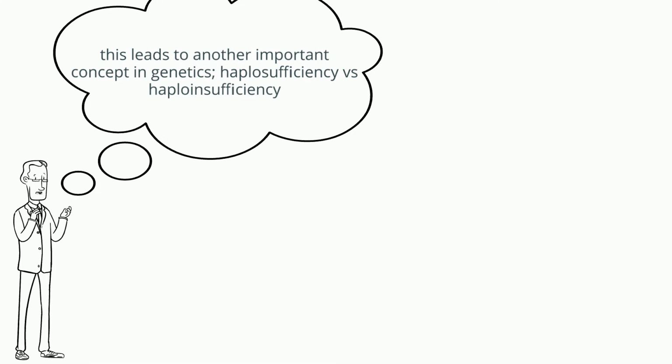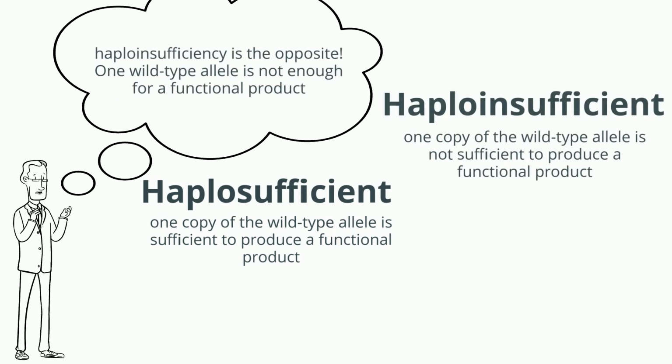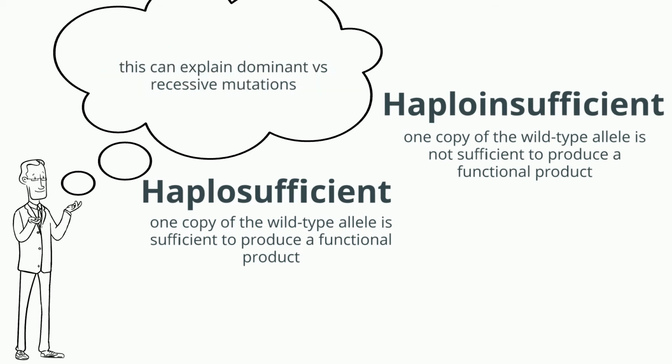This leads to another important concept in genetics, haplosufficiency versus haploinsufficiency. In haplosufficiency, one copy of the wild-type allele provides enough doses for a functional product. Haploinsufficiency is the opposite. One wild-type allele is not enough for a functional product. This can explain dominant versus recessive mutations.